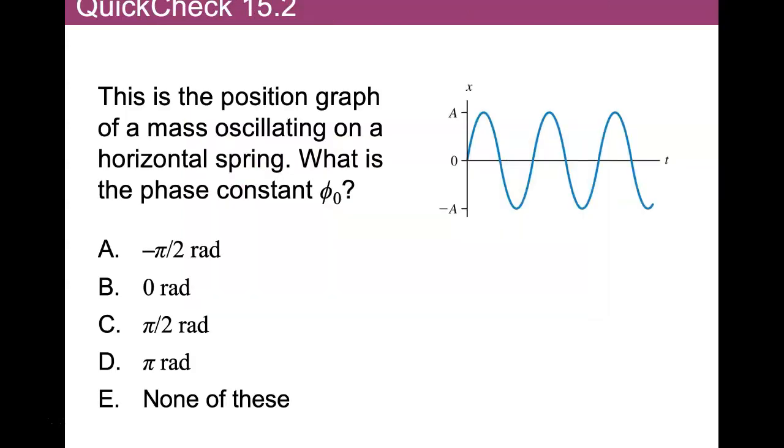Okay, so here's a quick check question. So take a few seconds, pause the video, see what you think. All right, so let's go over this problem together. This is a position graph of a mass oscillating on a horizontal spring. We want to know the phase constant phi naught. Okay. So what can we say? So initially, it's at x equals 0, right?